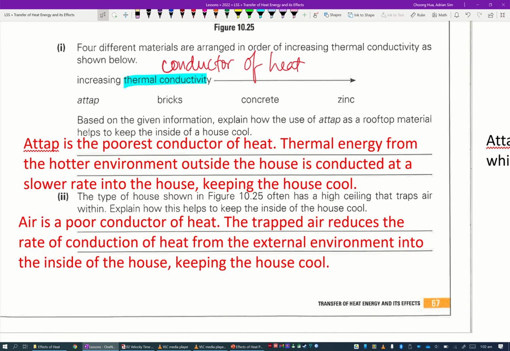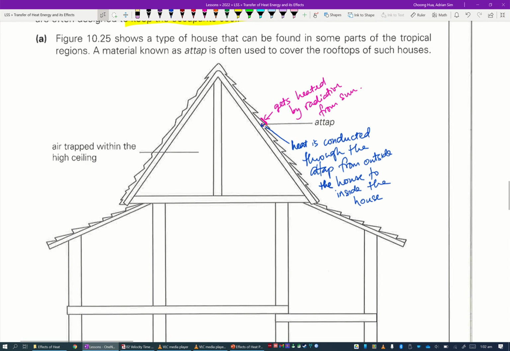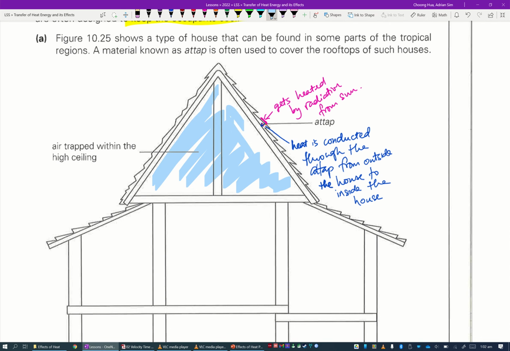Next, part 2. The type of house shown in figure 10.25 often uses a high ceiling which traps air. So what they are asking for is this region. This region traps air, right? So what idea do you get from here? Intuitively, air trapped, right? How is air related to heat transfer? Now, you know you're trying to keep the house cool. And when you try to keep the house cool, you're trying to reduce the rate of heat transfer into the house. And air is a poor conductor of heat.